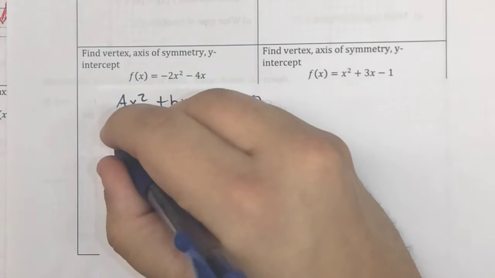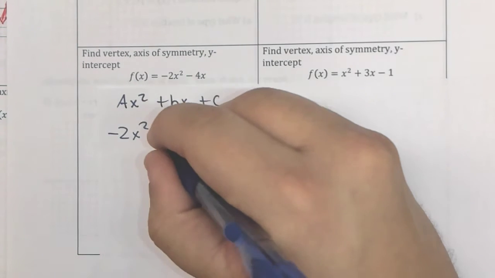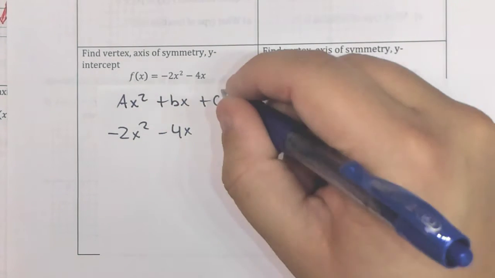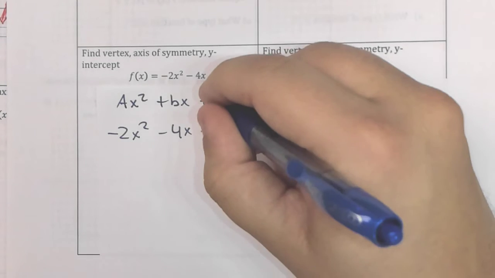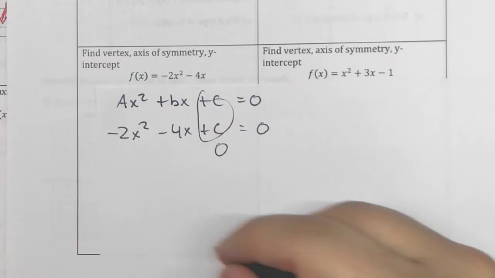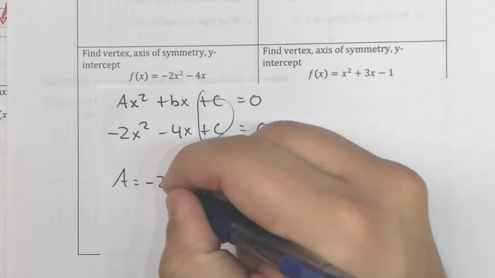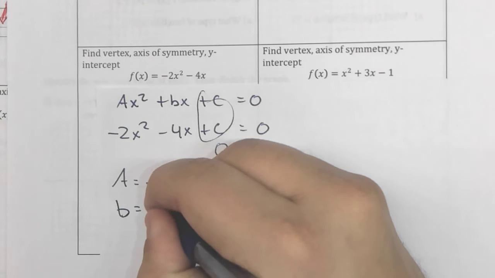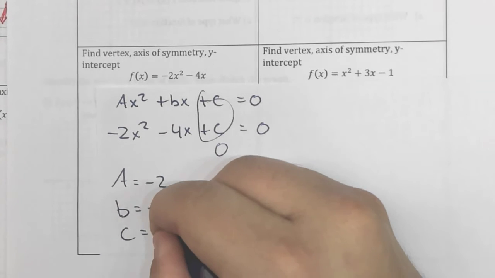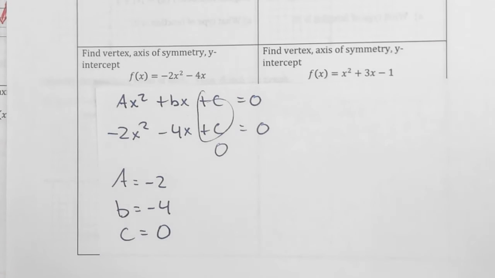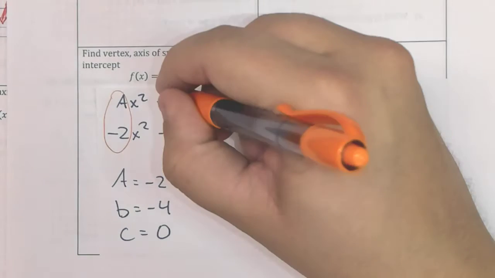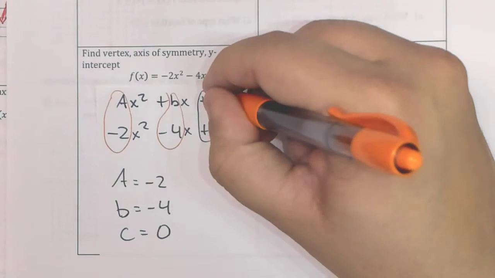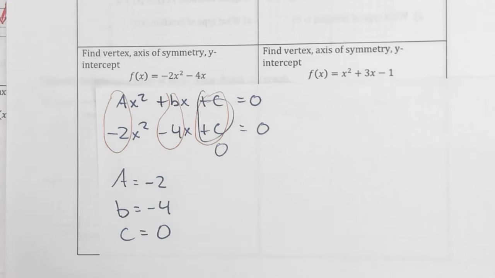In this case, it's negative 2x squared minus 4x plus c equals 0, and c in this case is 0. So a equals negative 2, b equals negative 4, c equals 0. That is the very first step. If you're confused how we got that, a is negative 2, b is negative 4, and c is 0.